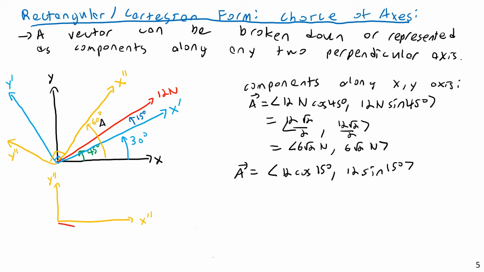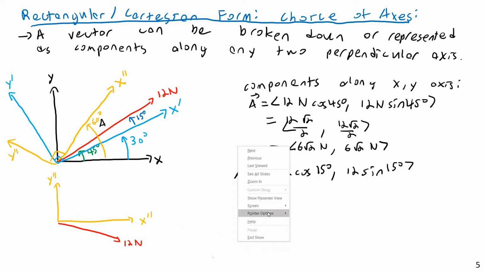So we have a 12 Newton vector here, and let's think about what this angle is going to be. This angle is now 15 degrees below the axis. So if this is 60 degrees from the global x-axis to the x double prime axis, and this is 45 degrees to the vector here, that means the angle from here to here is 15 degrees, which means this has an angle of negative 15 degrees, or just 15 degrees relative angles here.